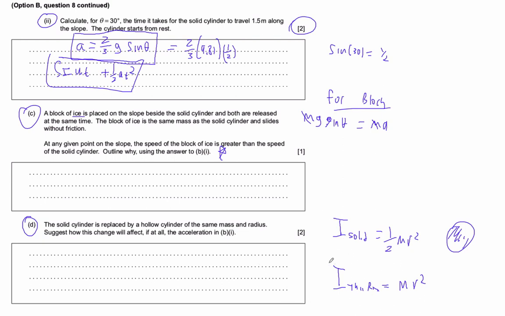All I have to do is say, this has a bigger moment of inertia. So then is it going to accelerate faster if it's got a bigger moment of inertia, or more slowly if it's got a bigger moment of inertia? Okay, so answer it that way. Okay, I hope that helps.